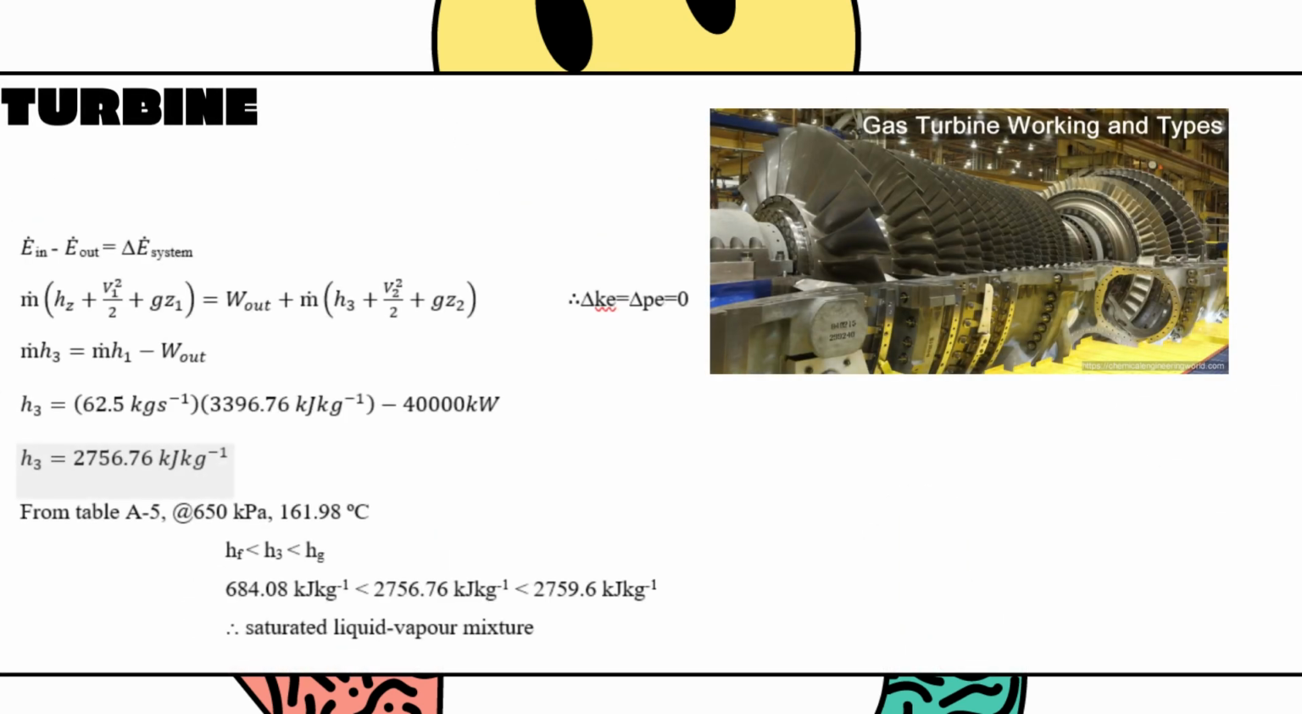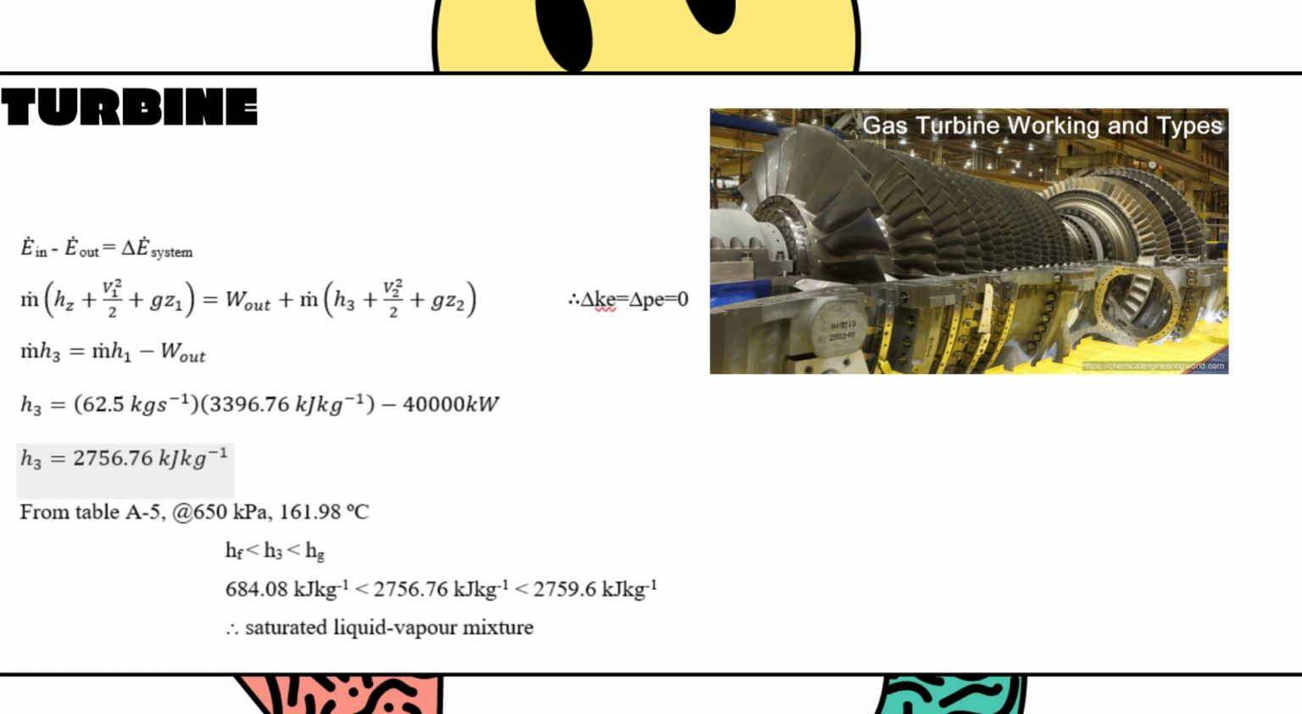Moving on to the turbine part, the mass flow rate multiplied by open bracket H1 plus V1 squared divided by 2 plus GZ1 close bracket is equal to W out plus mass flow rate multiplied by open bracket H3 plus V2 squared divided by 2 plus GZ2 close bracket. And then we also know that the change in kinetic energy is equal to the change in potential energy, which is equal to 0. So MH3 is equal to MH1 minus W out.